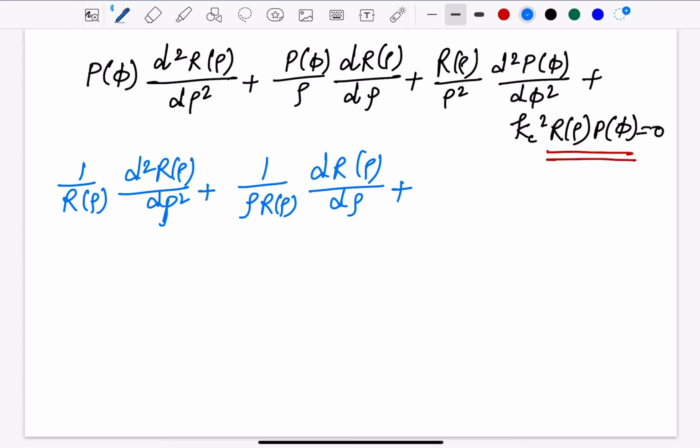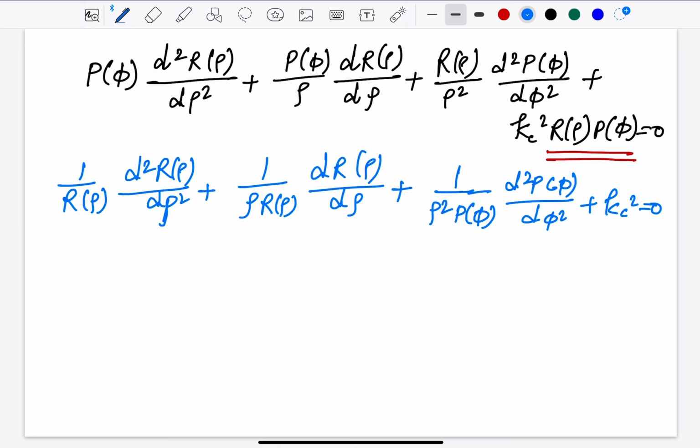Fine. So yes, this third term would be 1 upon rho square, and this will be P as a function of phi, d square P of phi over d phi square, plus kc square is equal to 0. Fine. Hopefully this is clear to all.